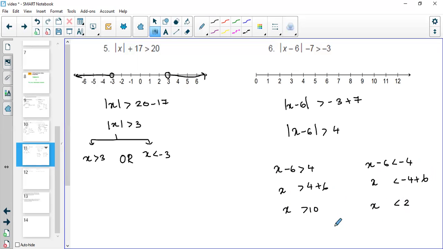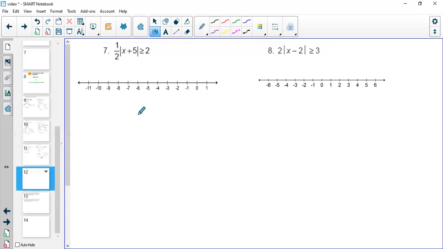Now, do you think if you put this in an inequality, you are going to get something like this? Do you think this is right? No, this is a wrong inequality. So how are we going to separate them? With the word or. So here it's going to be 10. So x is greater than 10, and this is less than 2, so it goes to the left. Right? Let's check this out.